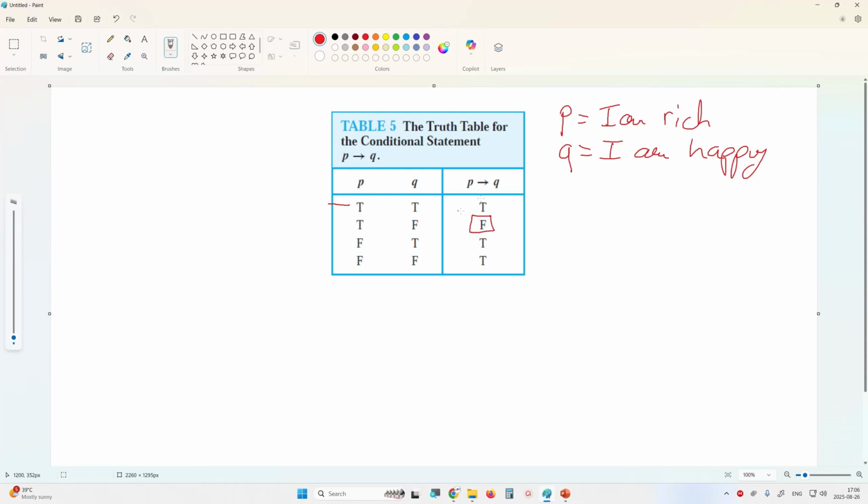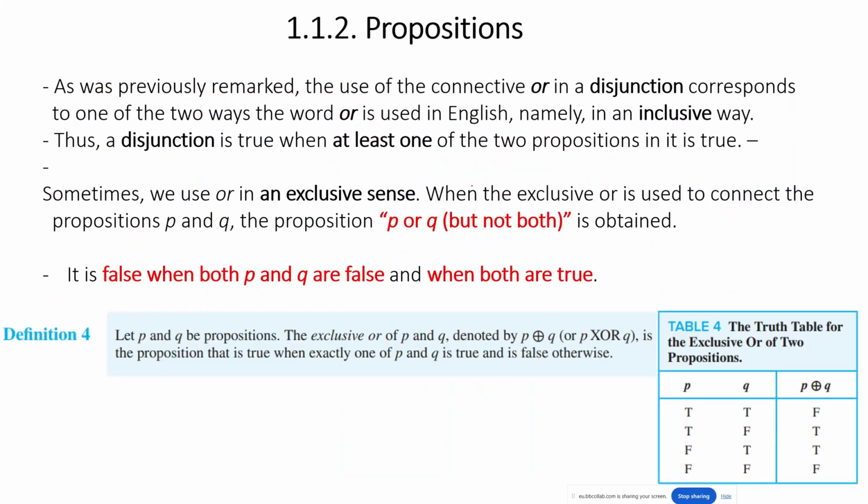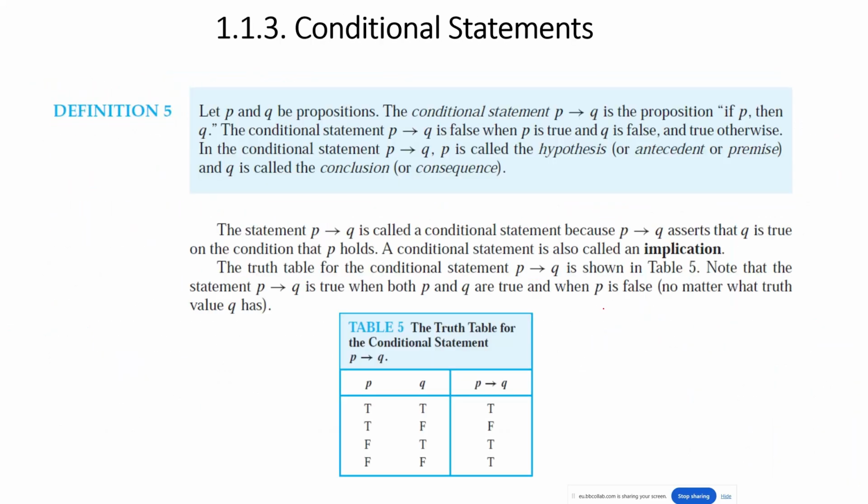This conditional statement is going to be false in just one case. It's like the or, but in a different way. Because the or is also false in only one case, if you remember, with the inclusive or, not the exclusive one. All of them are true except for the case when both are false, while with this conditional statement, they're all true except for one.